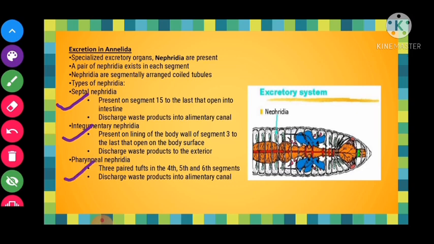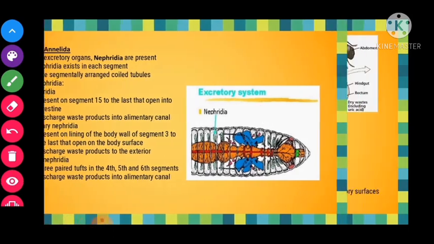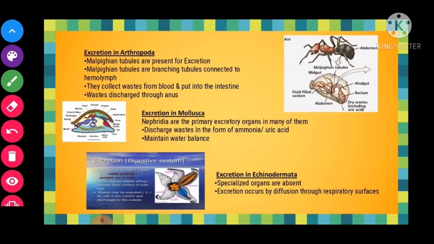Pharyngeal nephridia: 3 paired tufts in the 4th, 5th and 6th segments. It discharges waste product into the alimentary canal. Here in this picture, the excretory system of the earthworm is shown. So basically the excretory organ is nephridia.